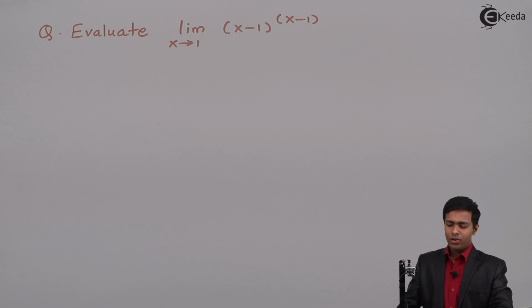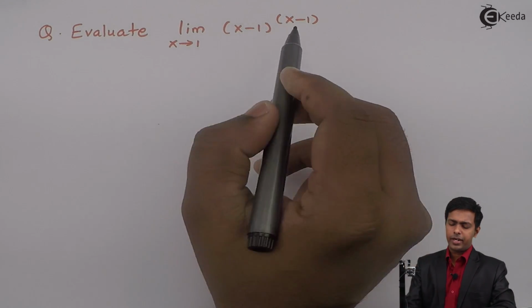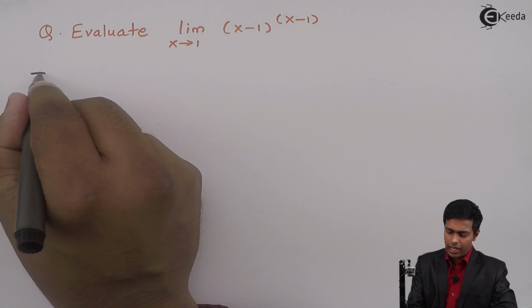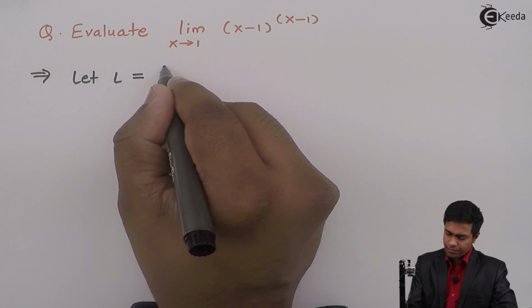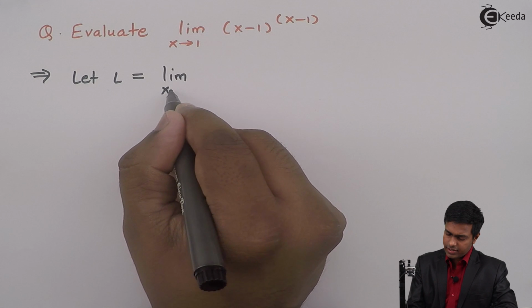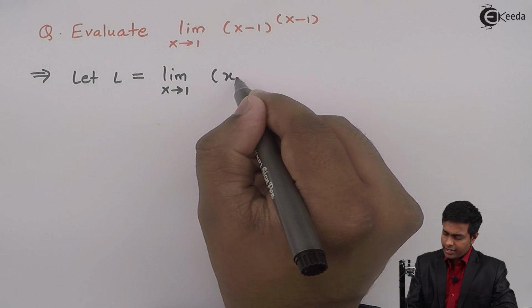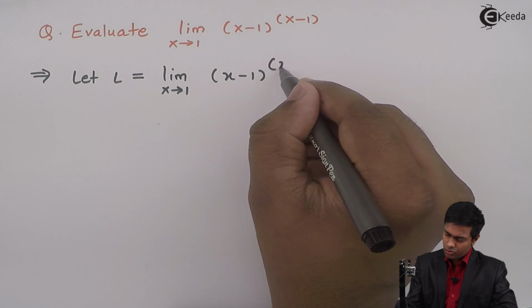Hello everyone. So here in this video we have to evaluate limit x tends to 1 of (x minus 1) raised to (x minus 1). Now before starting with the solution I will assume the given limit as L. So here I will say let L equal to limit x tends to 1 of (x minus 1) raised to (x minus 1).